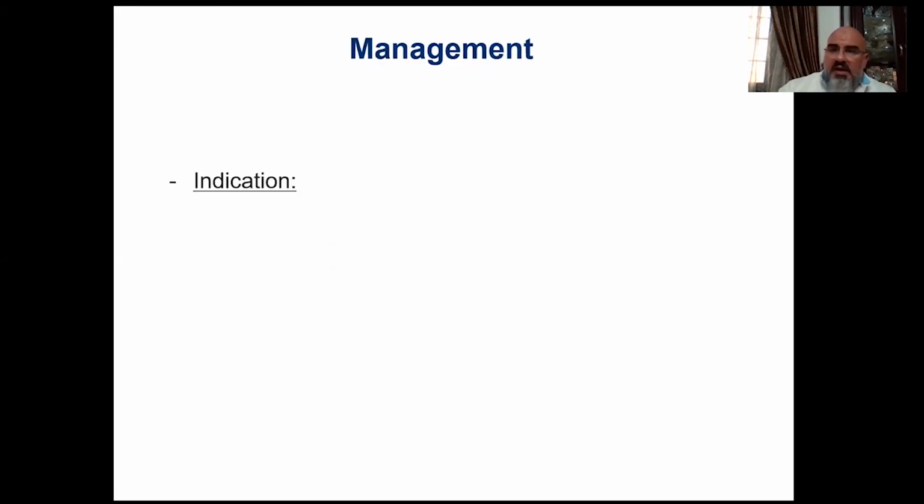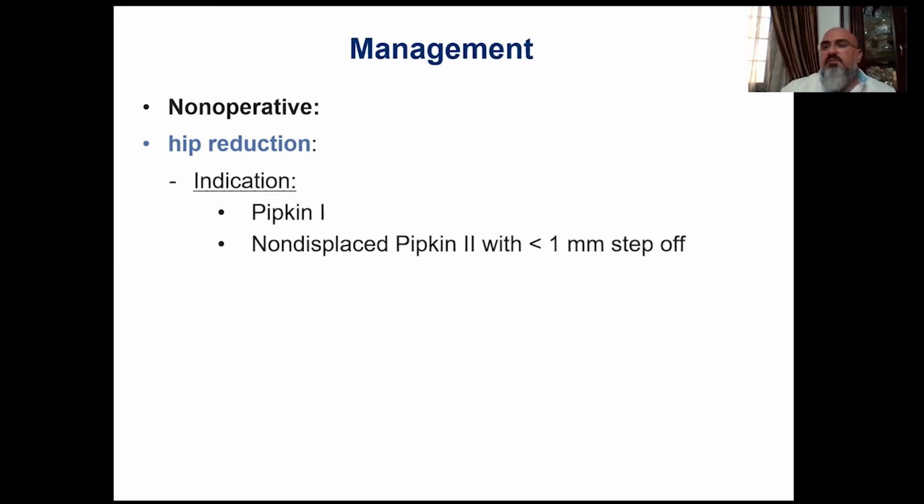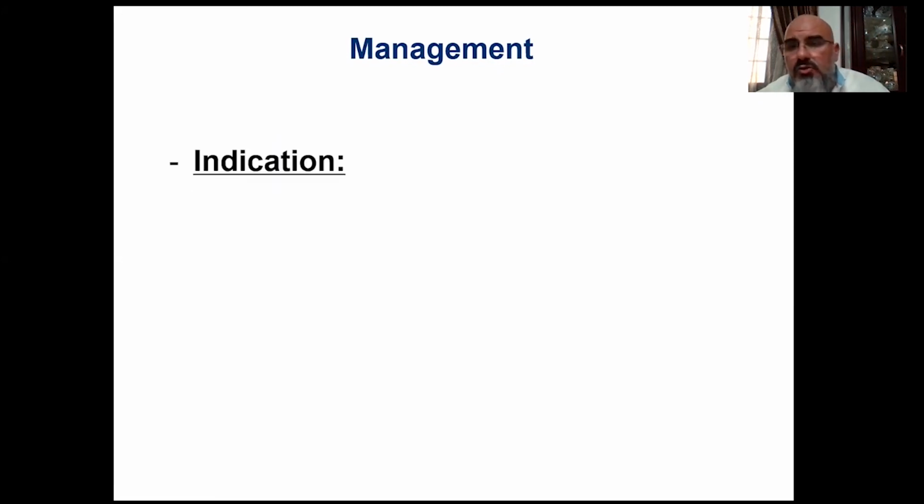How to manage such a fracture? First of all, yes, we have room for non-operative treatment. Reduce the hip closely, get it stable, with concentric reduction. You could adopt conservative treatment, especially in Pipkin type 1, or in some cases Pipkin type 2 with a step of less than 1 millimeter. If you haven't got any interposed fragment or loose body, and you can get a concentric stable hip reduction, you could do conservative treatment.